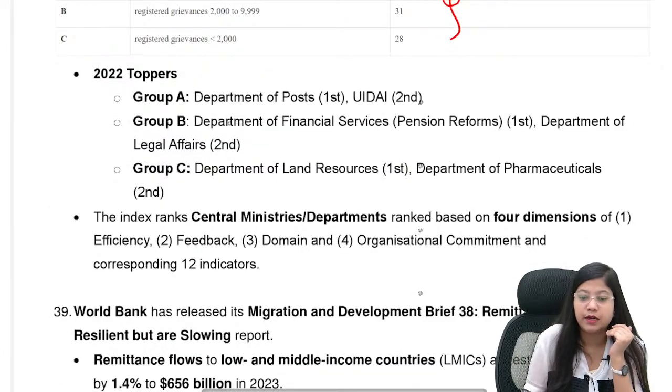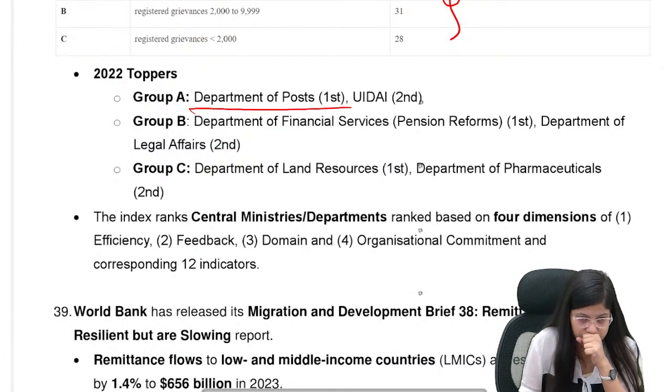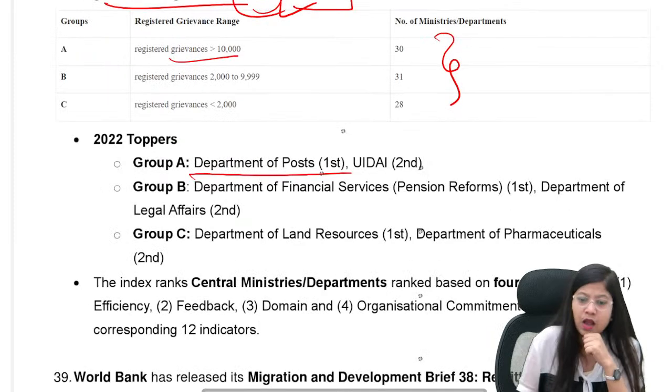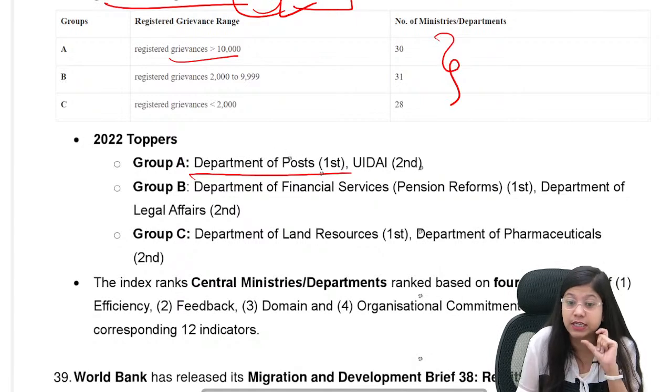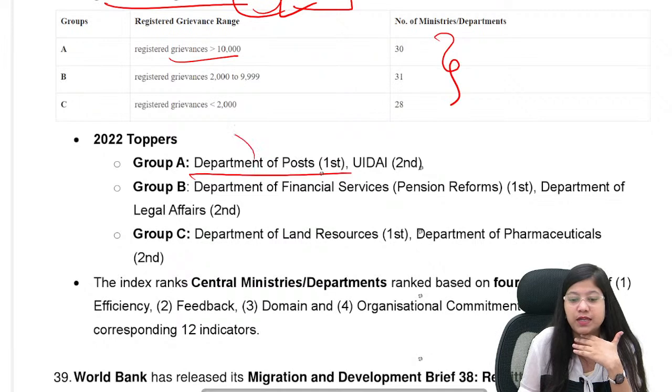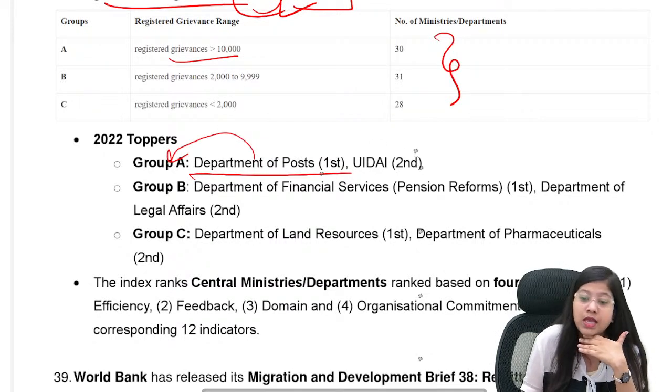Toppers, Department of Post, which received more than 10,000 grievances. It has resolved them very quickly in a very efficient manner. That is why it is at the top position in the group. Then UIDAI is at the second position.